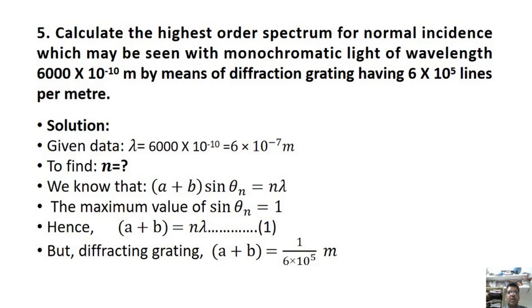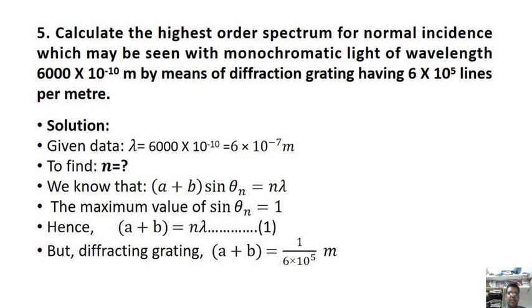Next, we know the formula n lambda is equal to sin theta n of a plus b. The maximum value of sin theta n is equal to 1. Hence, a plus b is equal to n lambda.